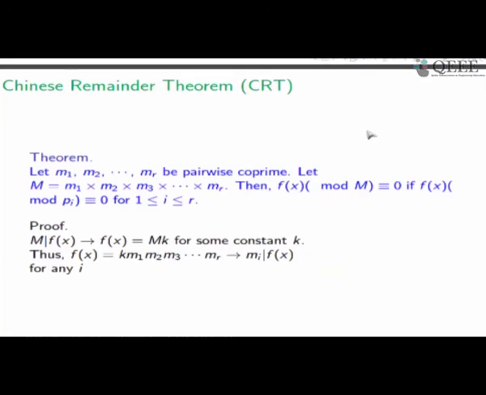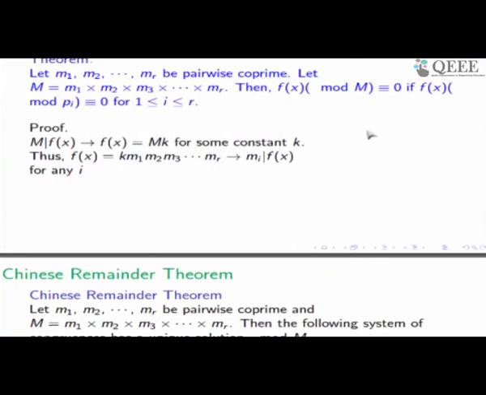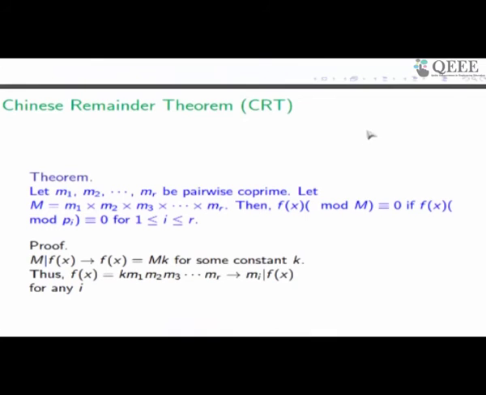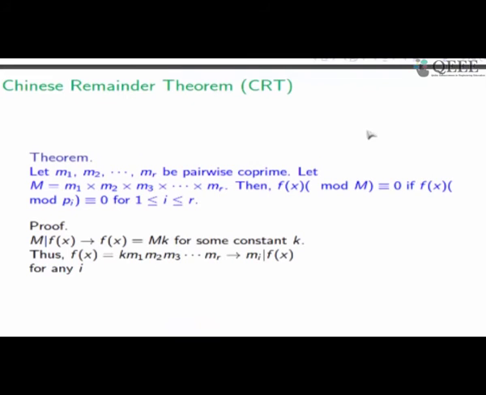Okay, so there's just one more thing which is remaining, but I think I have done enough for the day. So I'll stop with this, and in the next class we will start with something known as the Chinese remainder theorem, which is very important from the RSA perspective. Okay, thank you.